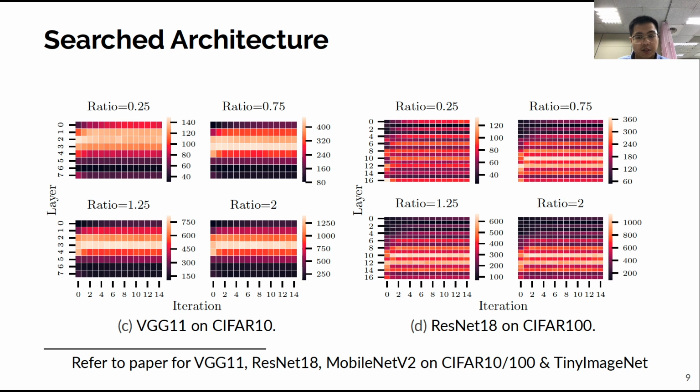The resulting architecture obtained using our approach is shown here. The x-axis represents the iteration number of architecture descent, and the y-axis is the layer index. For all network-dataset pairs, we show heat maps corresponding to 4 ratios: 0.25, 0.75, 1.25, and 2. We can see the growth in the number of filters does not comply with the conventional wisdom of going from small to large, for the example of VGG11 and CIFAR10 on the left. On the right, we can see the strata pattern for the heat map obtained using ResNet18 on CIFAR100, reflecting the design of residual blocks inherent in ResNet18.